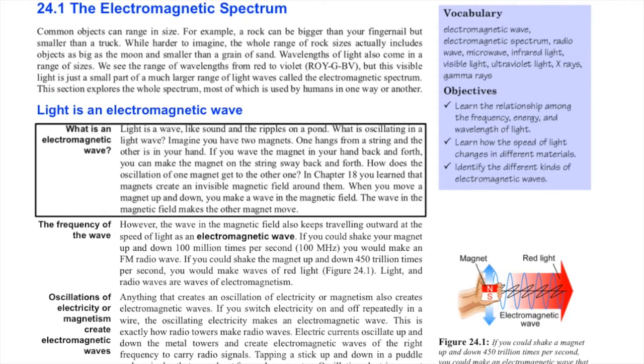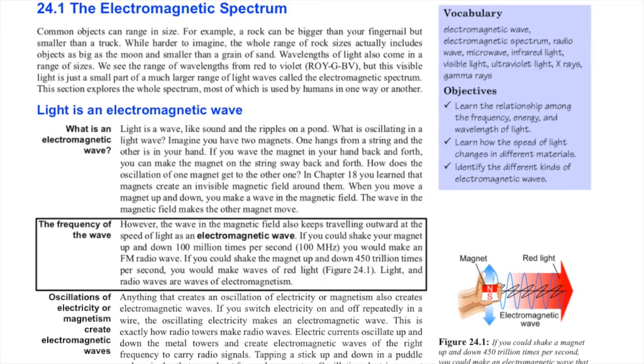In Chapter 18, meaning later this semester, you'll learn that magnets create an invisible magnetic field around them. When you move a magnet up and down, you make a wave in the magnetic field. The wave in the magnetic field makes the other magnet move. The frequency of the wave.